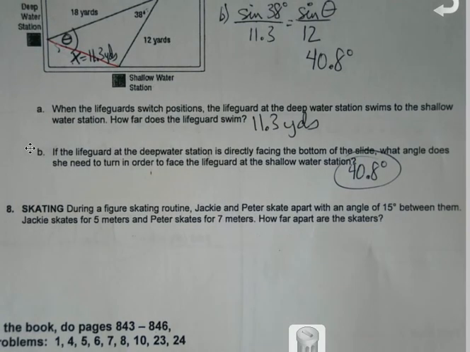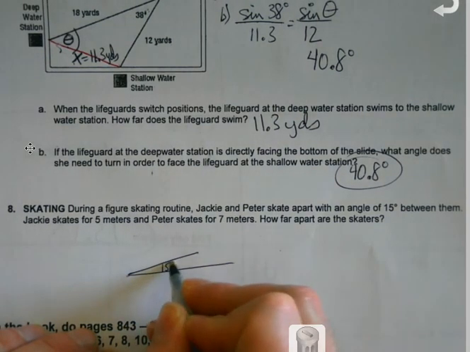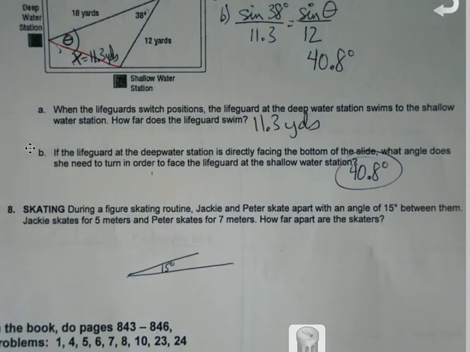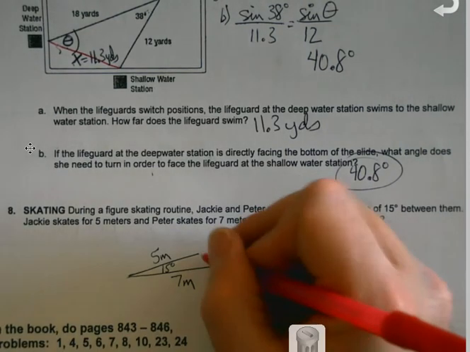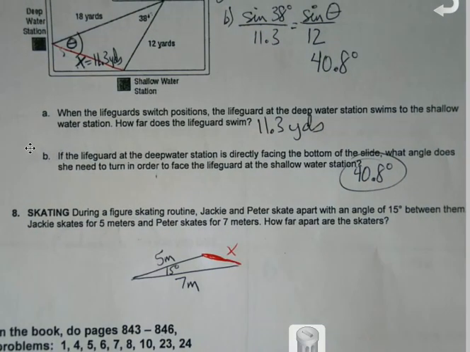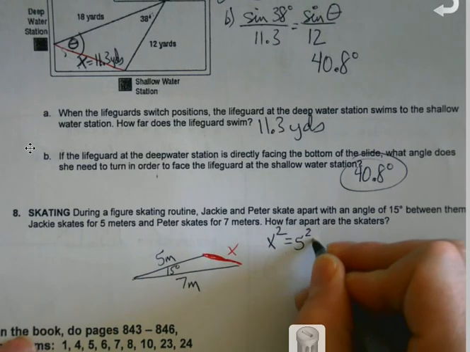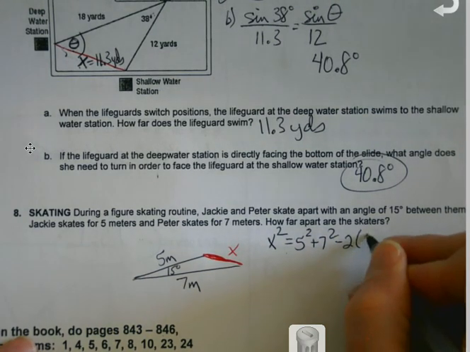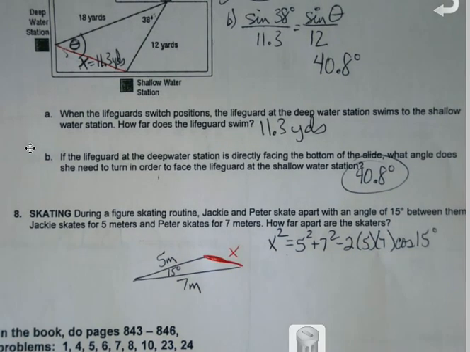Here we go. During a figure skating routine, Jackie and Peter skate apart with an angle of 15 degrees between them, which is not very wide. Jackie skates for 5 meters, and Peter skates for 7. How far apart are the skaters? So once again, I don't have a corresponding side and angle, so I have to use the law of cosines. So I go, okay, so my missing side squared will equal the sum of the other sides' squares minus 2 times their product times the cosine of my given angle.